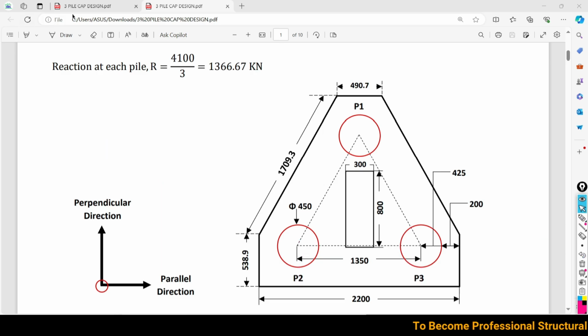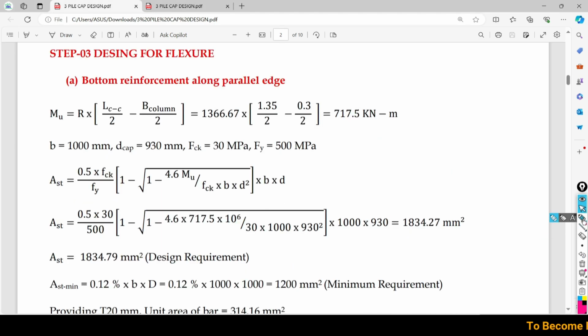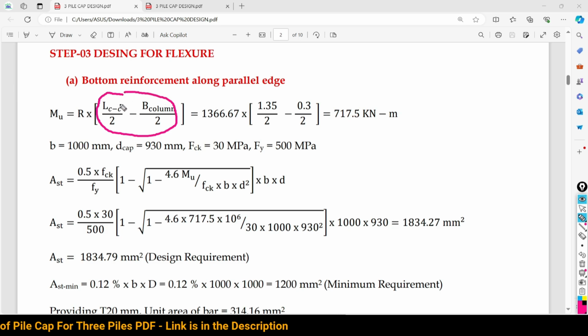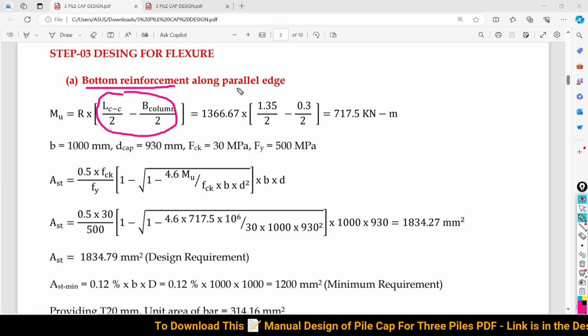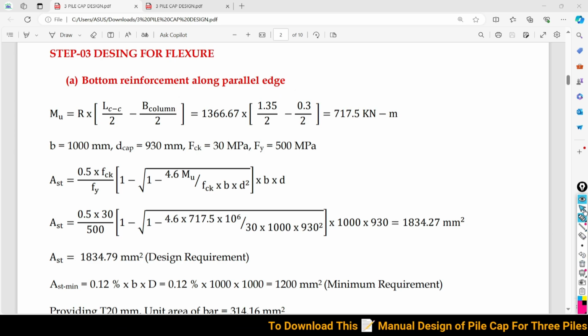That is actually what, let me show you. The reaction carried by each individual pile is 1366.67, and the formula we have just now discussed is written here. So we are going to find out the bottom reinforcement along the parallel edge. So we are going to do this calculation.